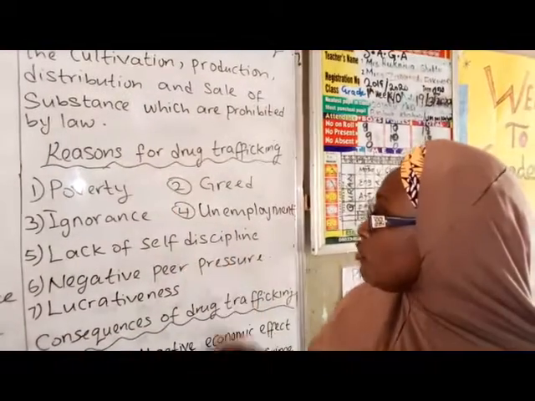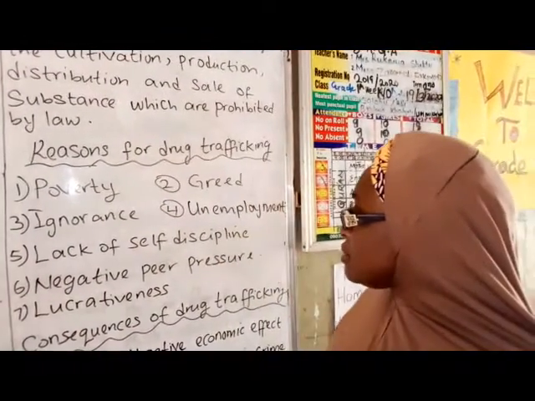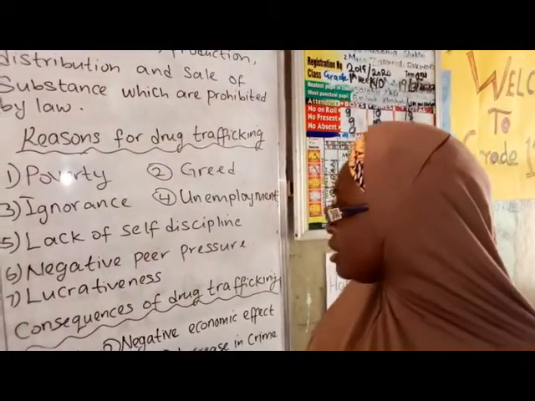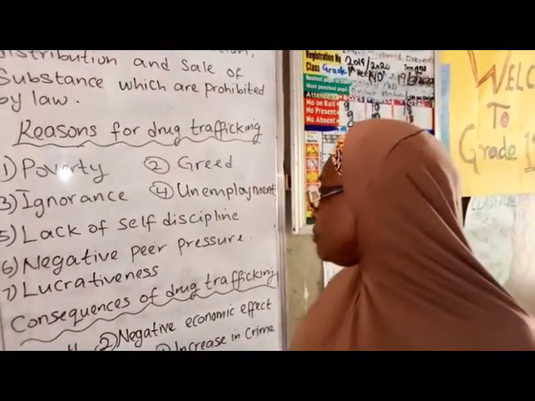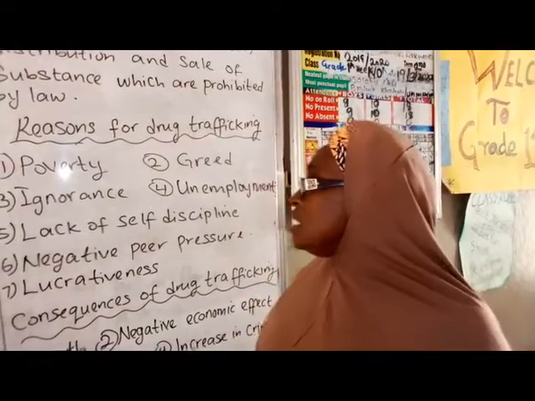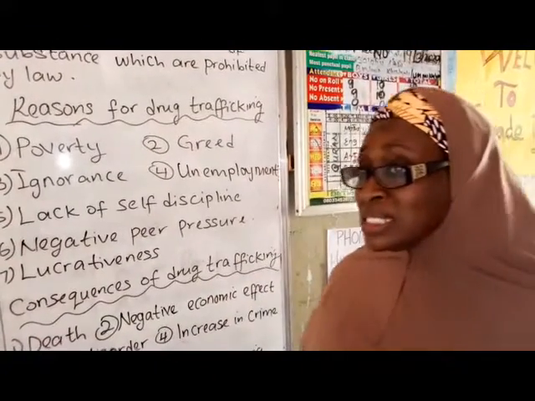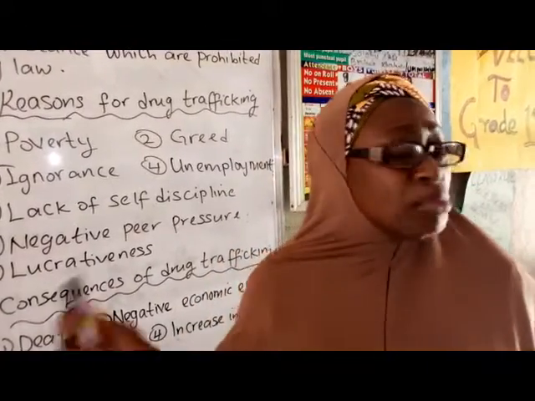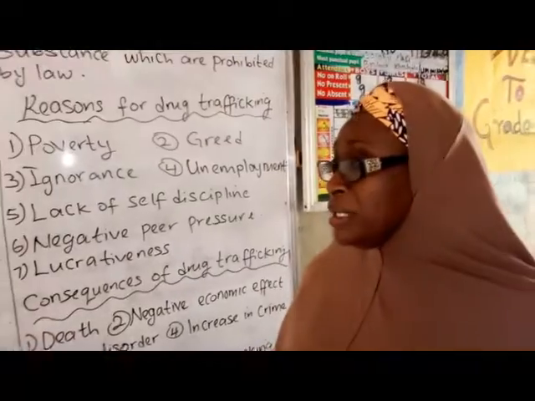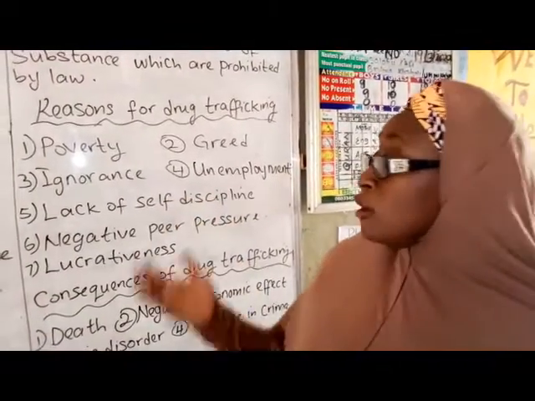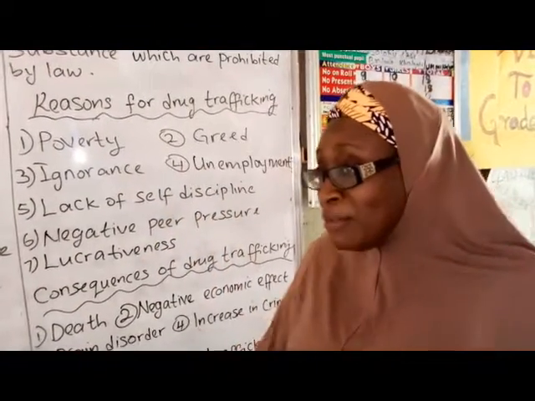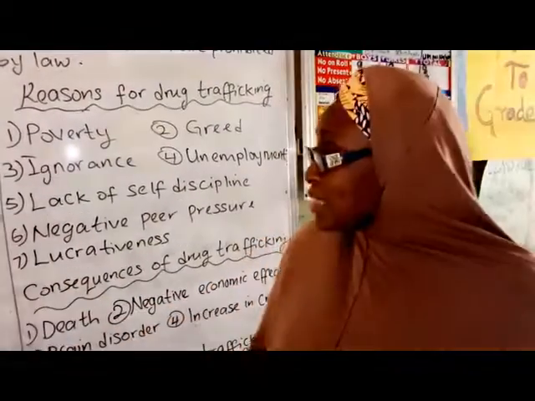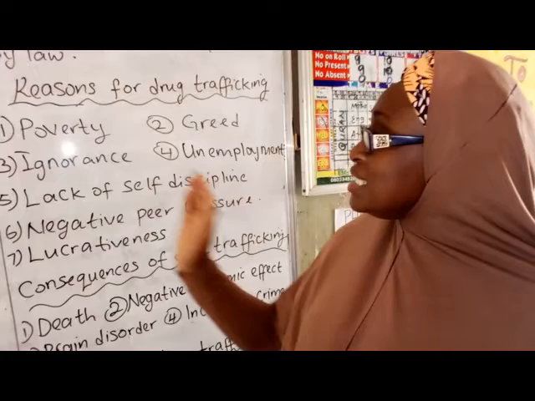It can be because of poverty or greed. It can be ignorance, unemployment, lack of self-discipline, negative peer pressure, lucrativeness. When I say poverty, poverty means a person does not have anything to sustain himself. So these kind of people are prone to any kind of job that comes their way. So easily the drug barons can come to meet these people and get them involved in drug trafficking. They start giving them jobs, carrying these drugs to some place like that. So that is how they get involved in drug trafficking.